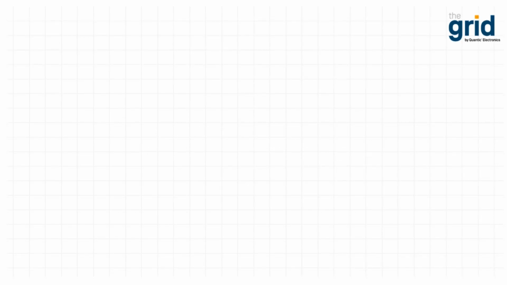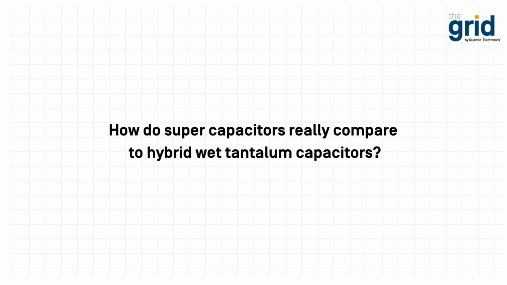Next question I have, how do supercapacitors really compare to hybrid wet tantalum capacitors? Oh, yeah, another good one. All right, so there's two big differences between supercapacitors and hybrid wet tantalums. Supercapacitors, as I mentioned before, are very high in capacitance, but they're relatively low in voltage. So let's think of an example. If we're trying to use a 1 farad 5-volt supercapacitor in an application, let's say the application requires 50 volts, we need to connect 10 of those supercapacitors in series to achieve this 50-volt voltage rating.